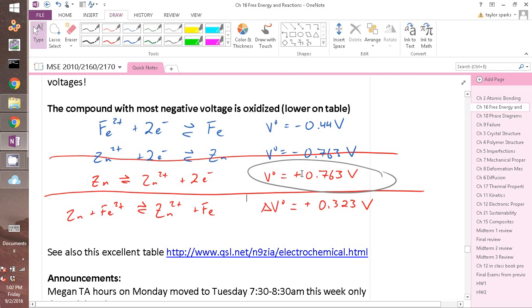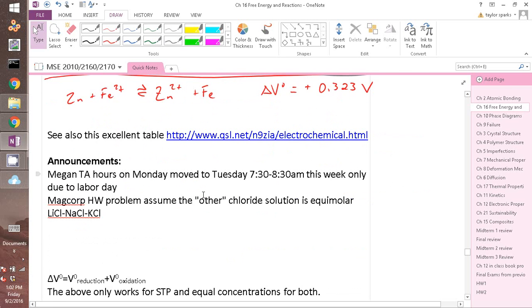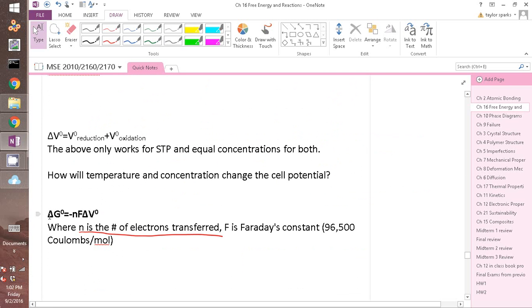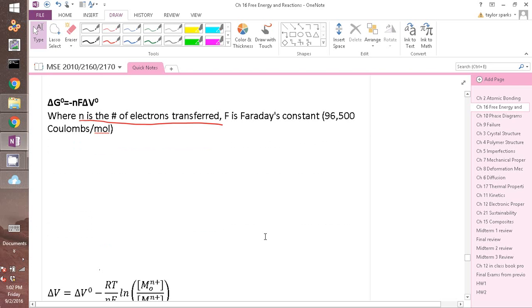Okay. So let's talk about that right now. Using this expression here, how free energy relates to electrochemistry, we know that n is the number of electrons. F is Faraday's constant. Faraday's constant is 96,500 coulombs per mole. It's in the book, on page 667 if you have the third edition. It talks about this. Okay? So let's do an example.